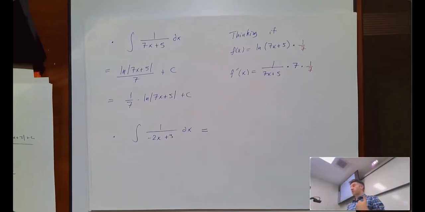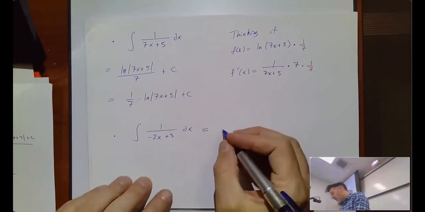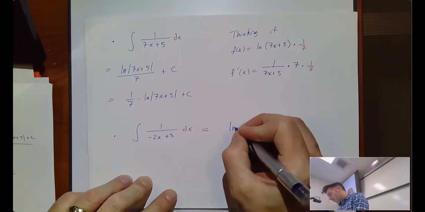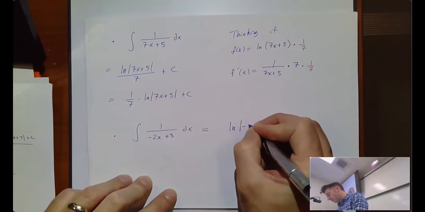I've got 1 over some stuff. Now I should be a little more specific. We'll see a couple of examples later on, but really, when you're talking about 1 over some stuff, that stuff has to be just a linear function of x. If it was like 1 over x squared plus 1, that'd be a totally different story. It wouldn't be the natural log of x squared plus 1. We'll talk about that in a minute. But here I'm going to get the natural log of the absolute value of my stuff.